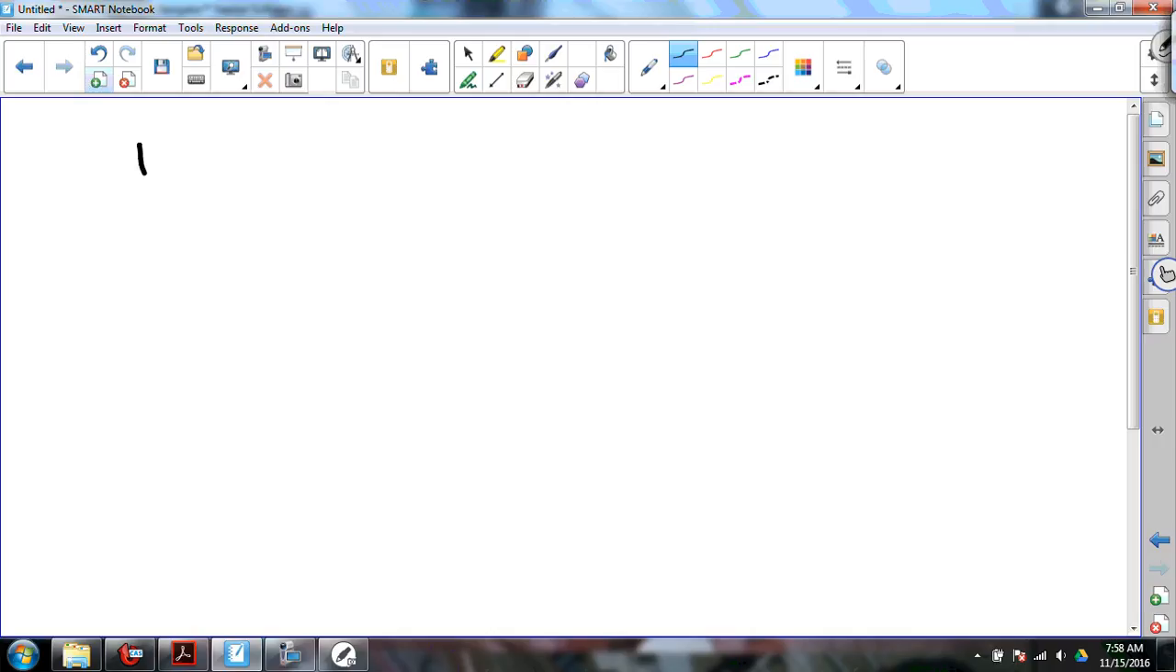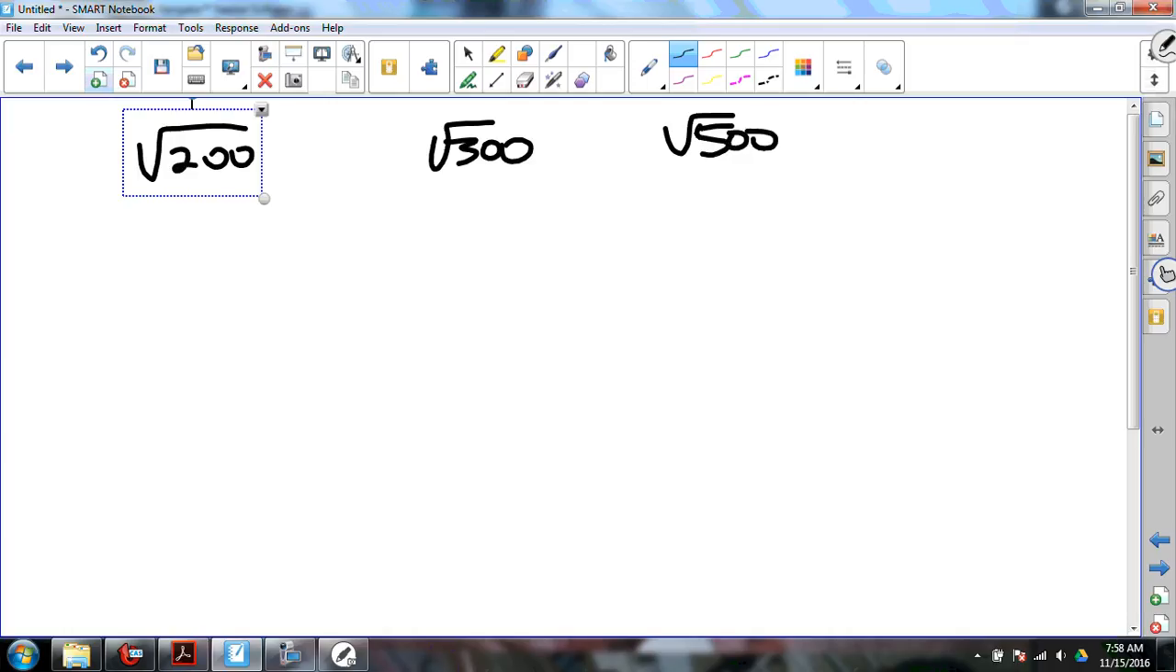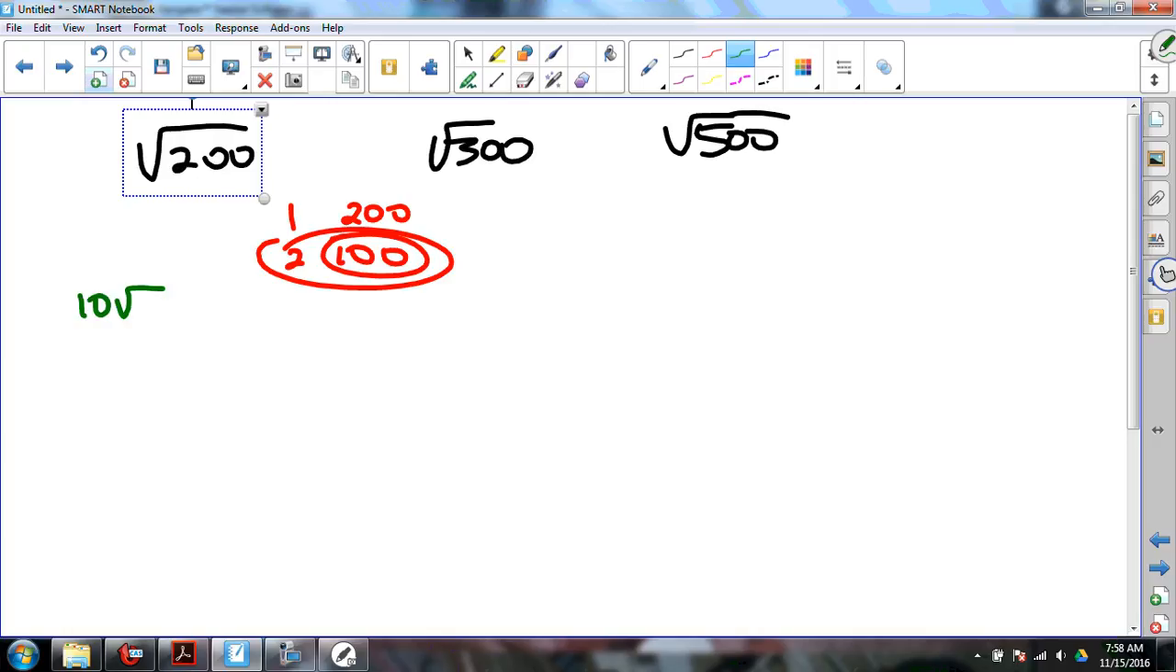Last set here. Square root of 200. Square root of 300. Square root of 500. Love these ones. Square root of 200. So that's going to be 1 and 200, 2 and 100. Isn't 100 a really big perfect square? So what's square root of 200 going to be? 10 square root 2.